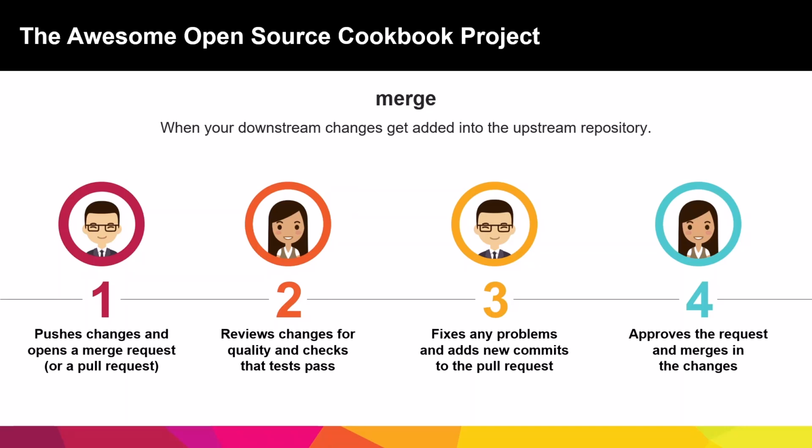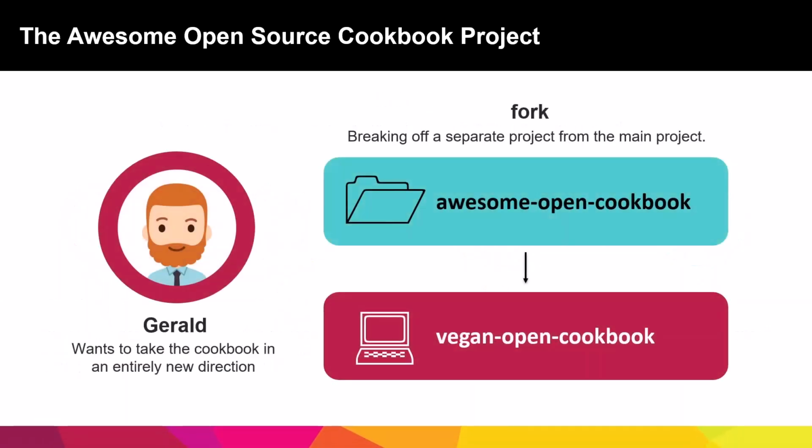Okay, so let's talk about one more concept, and that's the concept of forking. So let's imagine that there's this guy named Gerald out there who really likes the awesome open source cookbook, but he kind of wants to take it in a totally new direction. He wants to make the awesome vegan open source cookbook. So in order to do that, he can fork the repo, which is like cloning, but it's usually intended to just go off and do your own thing, or at least that's how it was originally intended. So he's going to go off and make his own project now, and that's one use case for creating a fork. Hopefully you can imagine that use case.